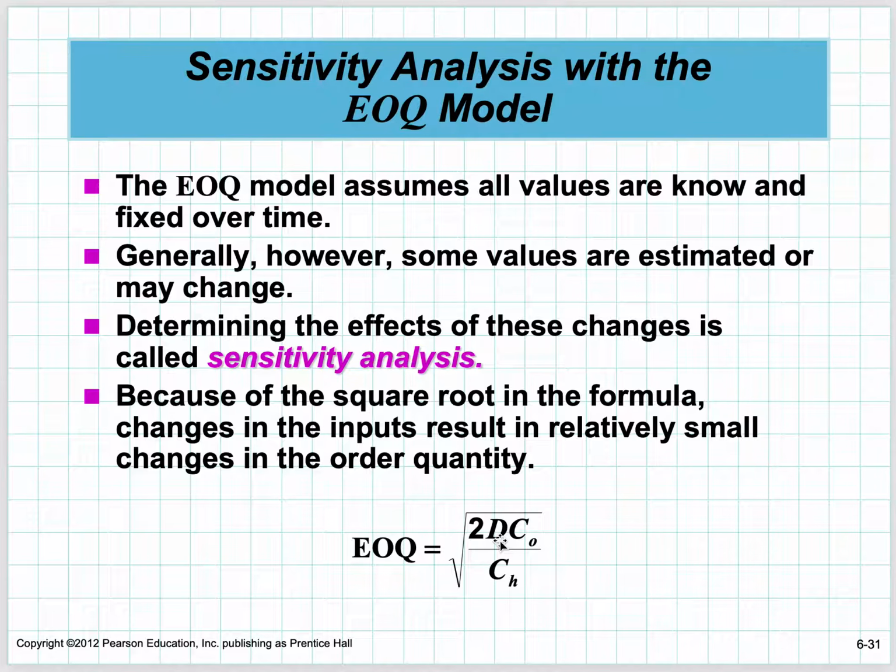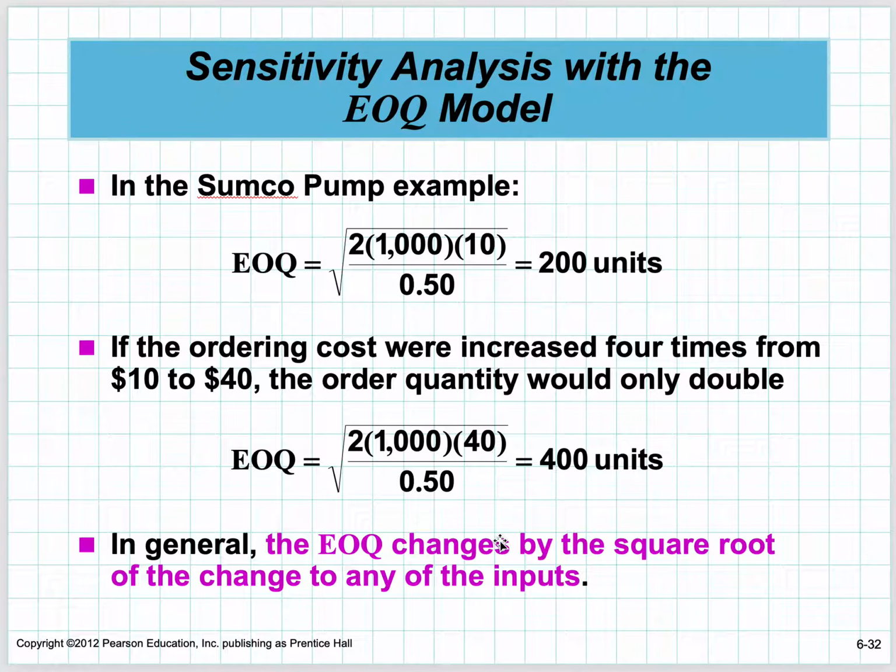It's going to go up, your inventory is going to go up by a factor of 1.41. It has to quadruple to double. So it's a square law.